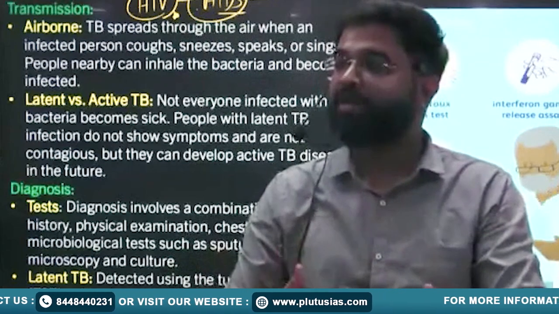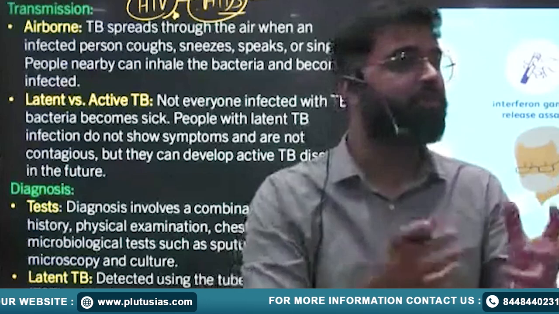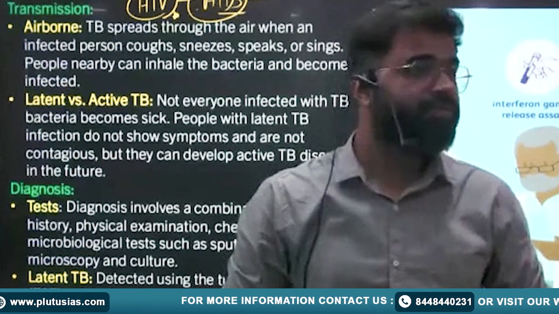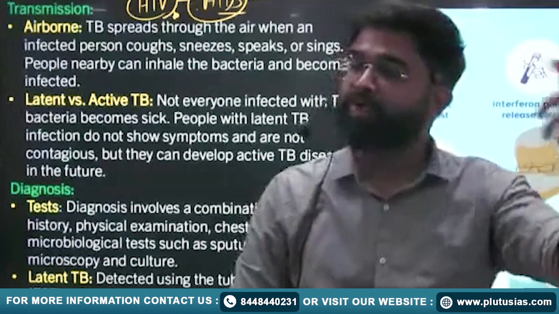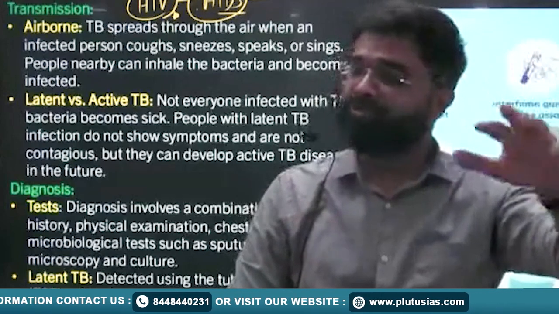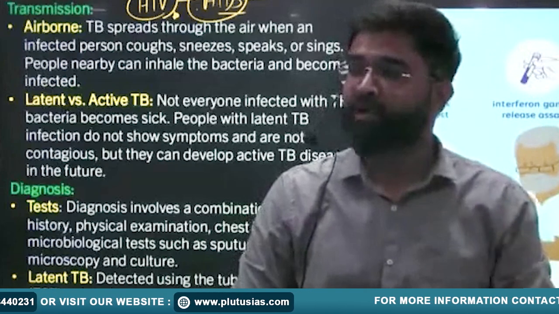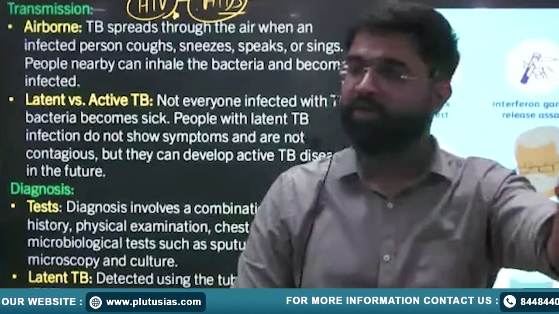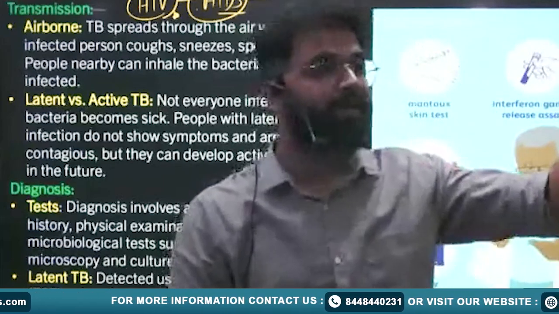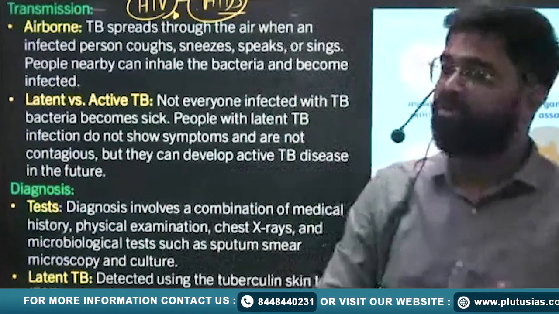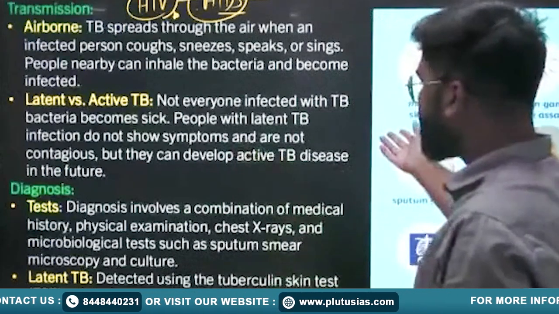Now those TB bacteria, okay, will become difficult to kill. So that person will die because of TB. That person will die because of pneumonia. That person will die because of some other viral infection or bacterial infection. Okay. What did HIV do to his body? HIV, yes, makes that particular person immunocompromised.